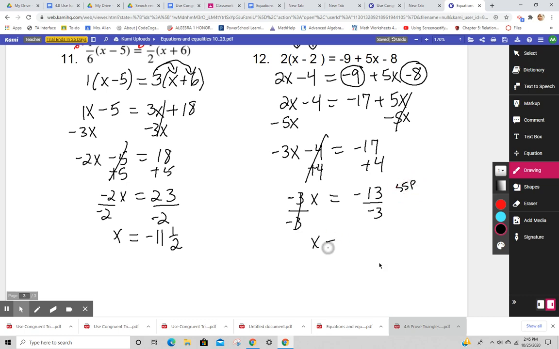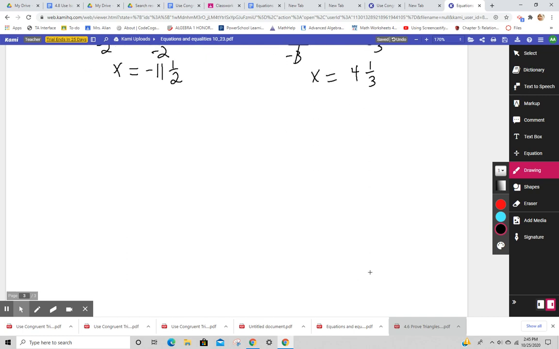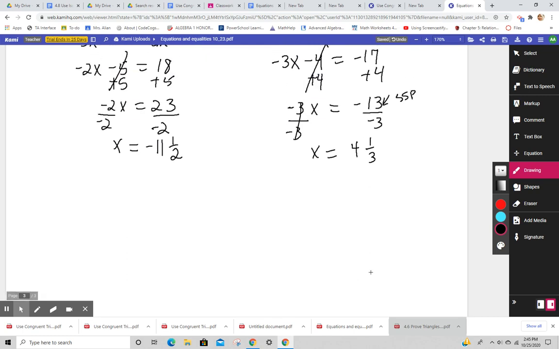All right, so 3 goes into 13 4 times because 4 times 3 is 12. When I take 12 from the top, I'm still left with 1 over 3, and the whole thing is positive because we're dividing two numbers with the same sign. All right, and that concludes this video.